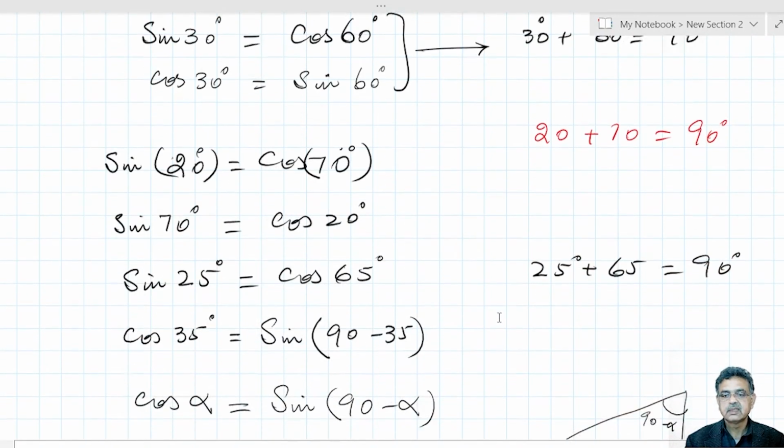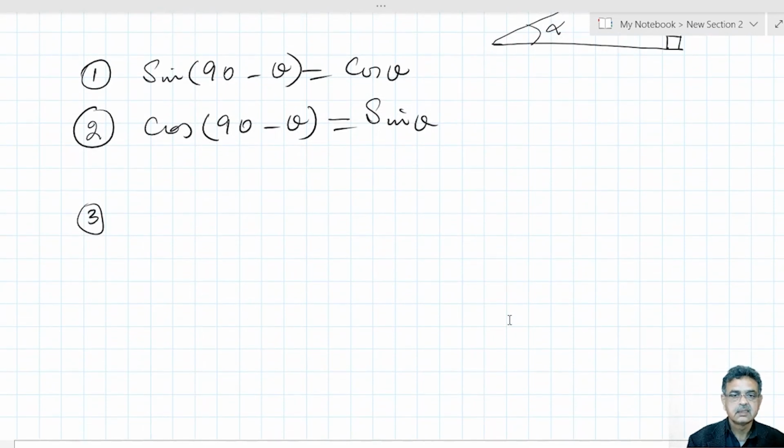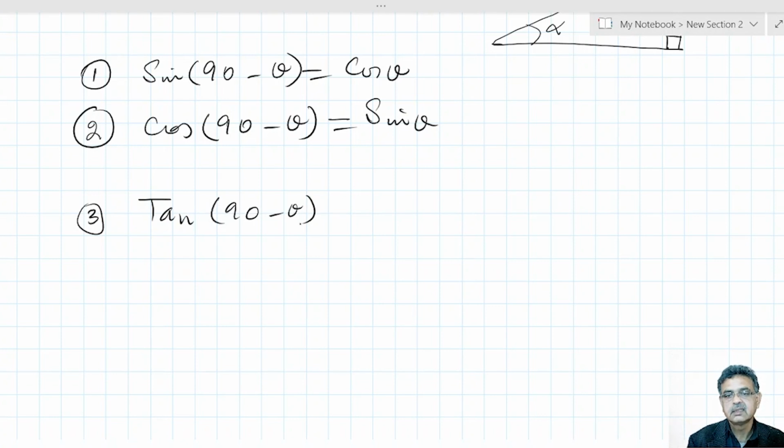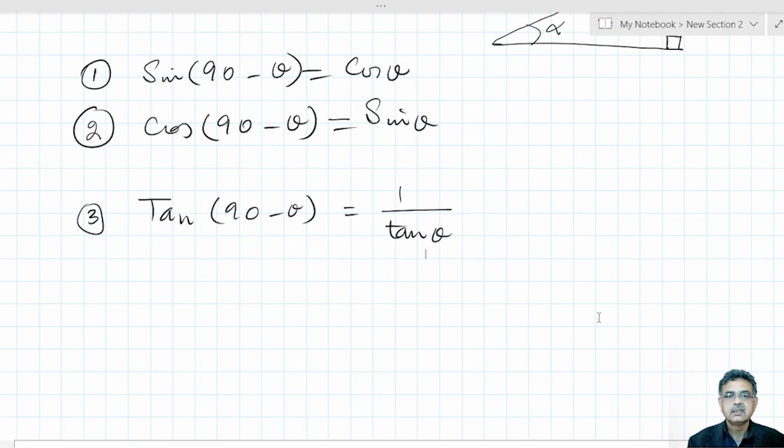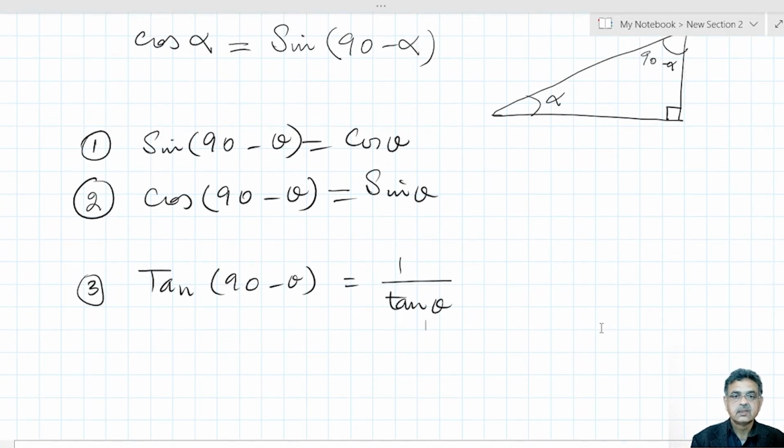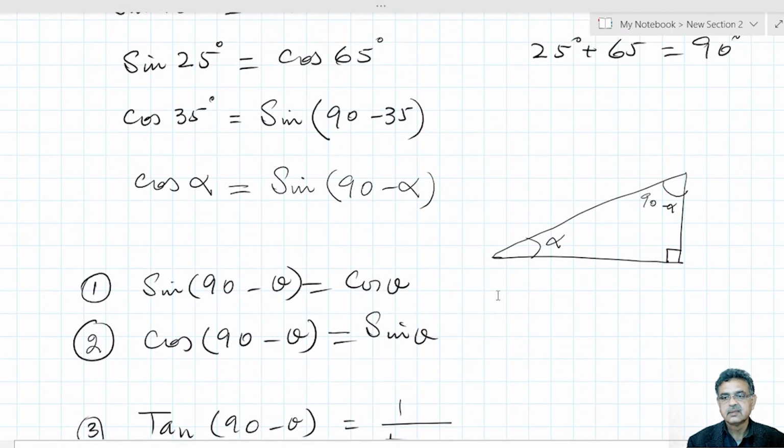So this way we can define that tangent 90 minus theta is equal to 1 over tangent theta, or you can say that tangent theta is equal to 1 over tangent 90 minus theta. So that is the conclusion of all this discussion.